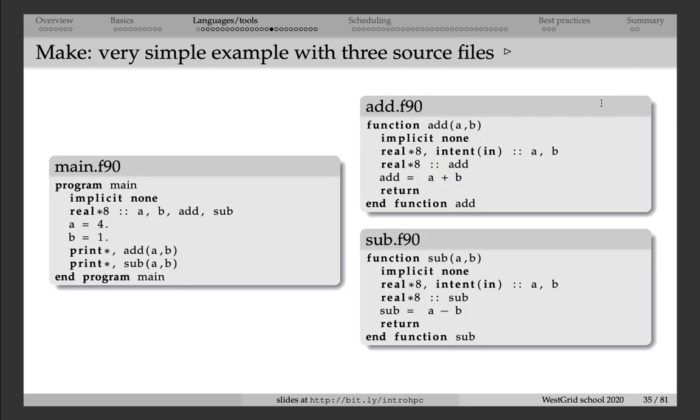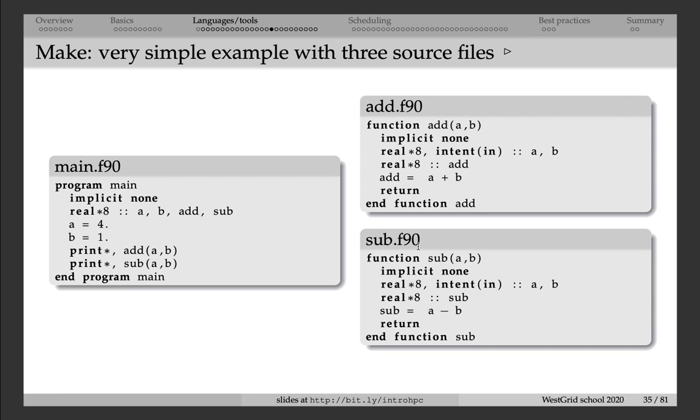So let me give you an example. Here we have three Fortran 90 files, really simple code. We have the main code, main.f90. And here we have two numbers, A and B, and then two external procedures, add and subtract. Each one of these external procedures is implemented in its own file. So we have the file add.f90 and then sub.f90.